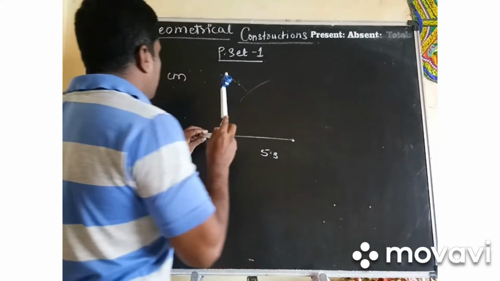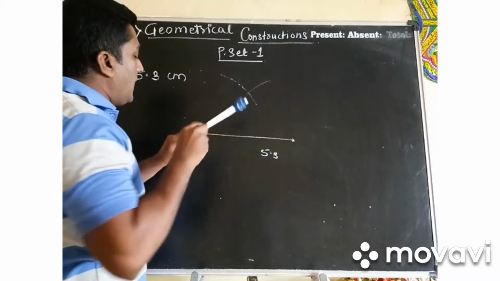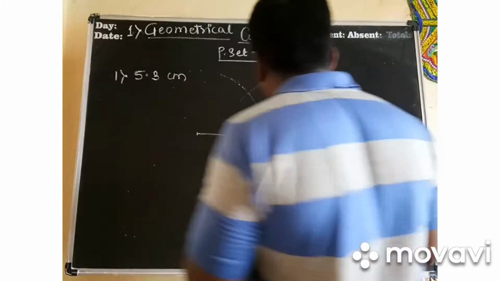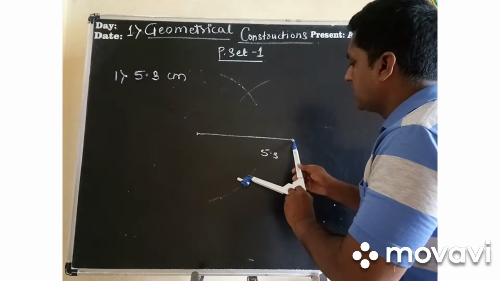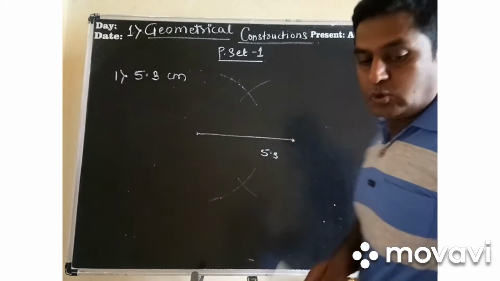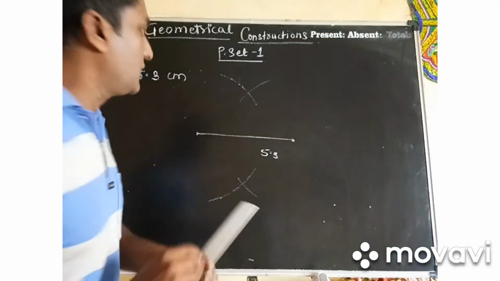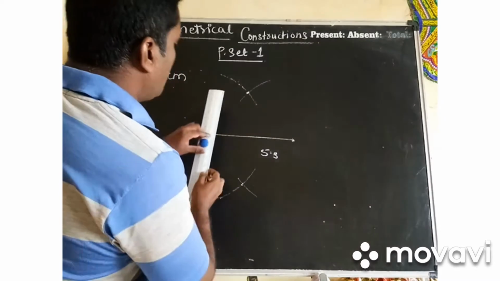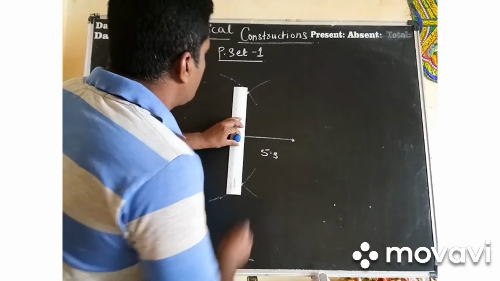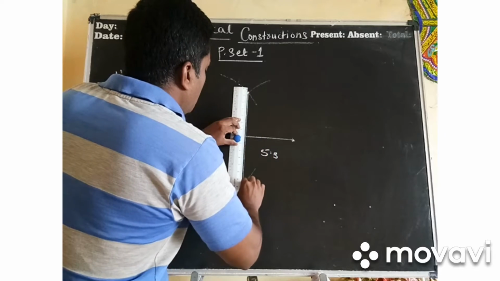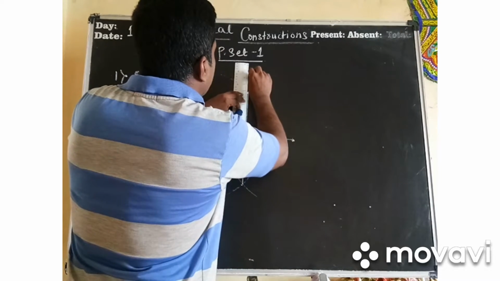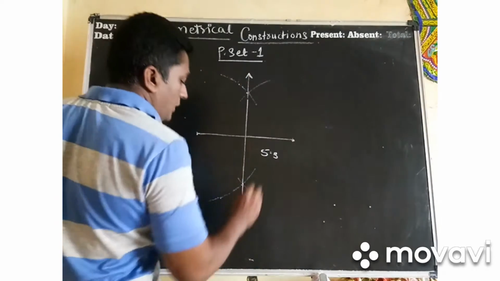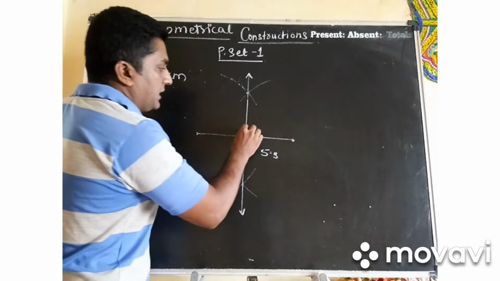Okay everybody, so what I have done, I have tried to make an arc here, and the same arc I have tried to make here, and from here I have tried to make an arc here. As you can see, two arcs have intersected each other at these 2 points. Now with the help of a scale, you have to just connect these 2 points, one above and one below, and extend it. You also have to extend it very properly and make an arrowhead on both sides, and it is ready.